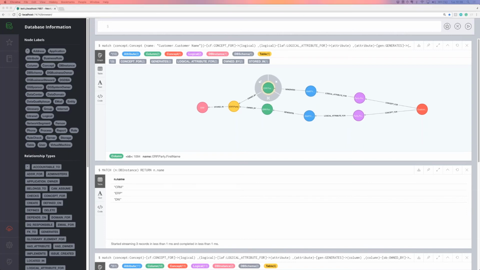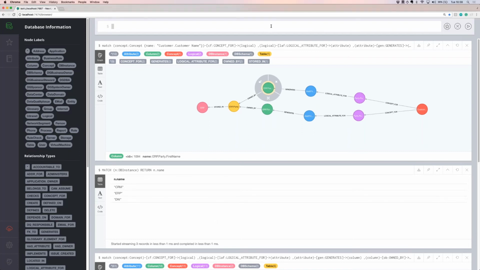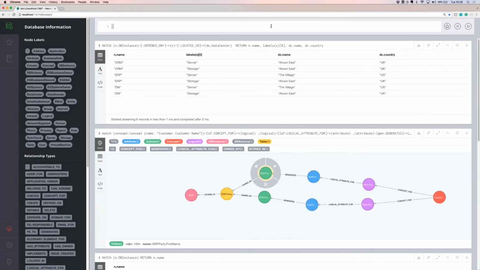But maybe what we're interested in is finding out where this data lives geographically. Let's say we want to build some kind of GDPR dashboard, and we want to know where the ERP data physically lives. We can find the different servers or storage systems, the names of the data centers, and the country where these elements are physically installed. So you can see that the graph makes it possible to combine visual results with more tabular results, typical dashboards.